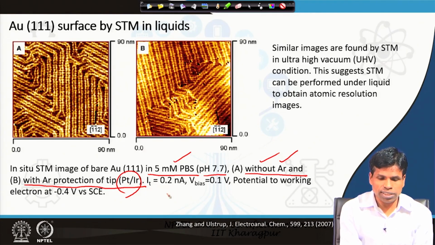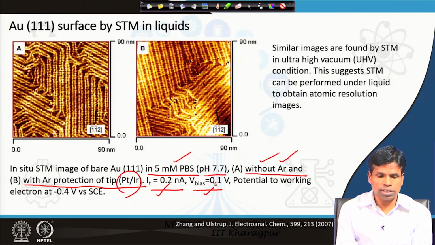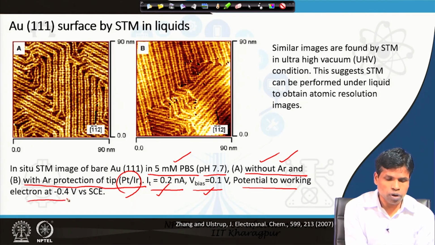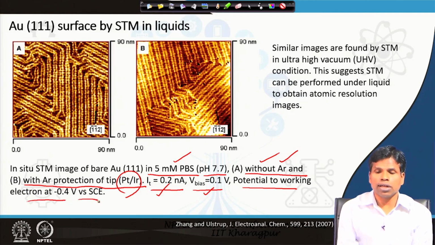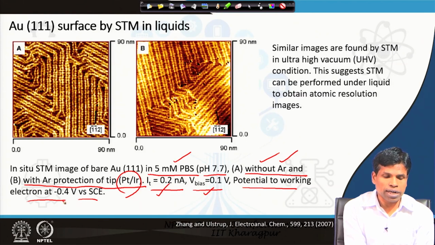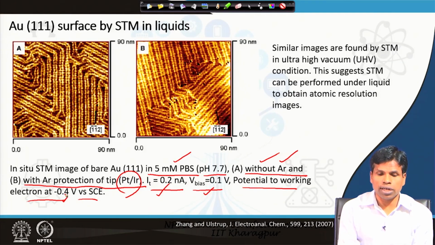And in this particular case, the measurement was done in a 0.2 nanoampere constant current mode. It is a constant current mode measurement, with a bias voltage, as you see, of 0.1 volt, a very small bias voltage. And here the potential of the working electrode was 0.4 versus saturated calomel electrode. It was done with an electrochemical cell, where the working electrode was gold, and that was put at a potential of minus 0.4 volt versus saturated calomel electrode.